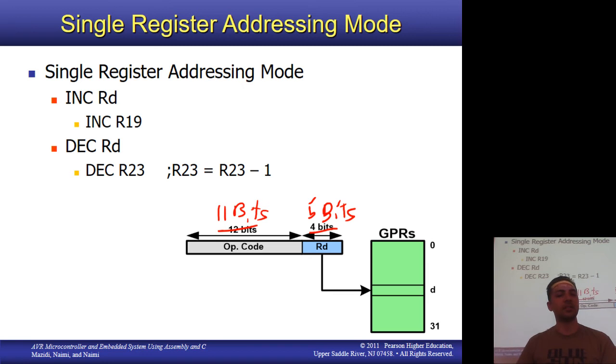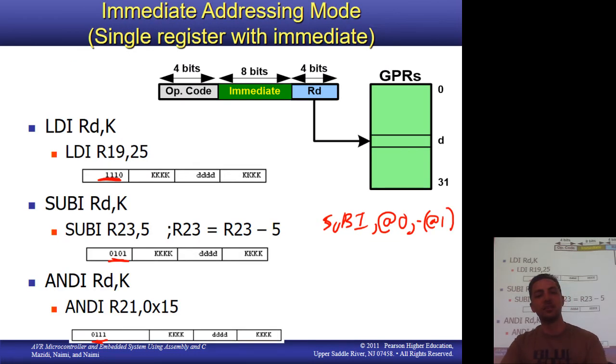The opcode is 11 bits, and the register is 5 bits, because we can access all 31 registers. There is a single register addressing mode with immediate, and the difference here is it's 4 bits. As you saw on the homework where you had to hand assemble things, you just look at the lower 4 bits of the register number, and that gives you 16 to 31, and you got 8 bits of immediate. So we've got LDI, SUBI, and ANDI. We've talked about all of these. That's how you do an ADDI. All of that's review.